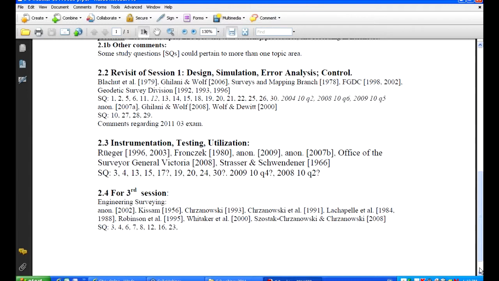Okay. So maybe what we'll do is, if there's nothing else coming directly out of the last session, go through item 2.3, which is focused on instrumentation, testing, and utilization, and then after that we can start looking at the questions of last March. Okay.